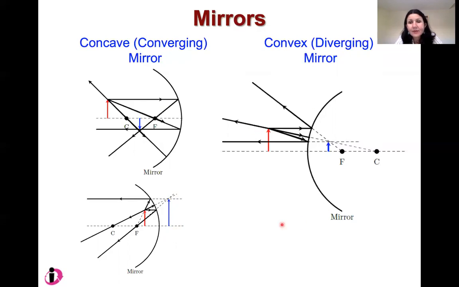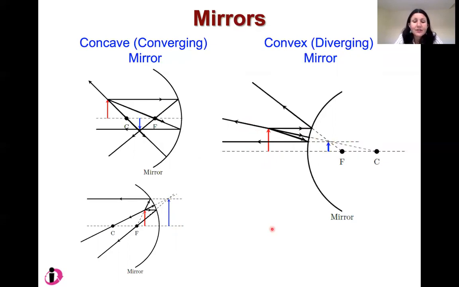Now, convex mirrors, and it's not like we looked at all the cases, but you could do that. You can move this around and you would always find that you get a smaller image than the object. It's demagnified, it's always virtual, and thus it's always upright and on the other side of the mirror.